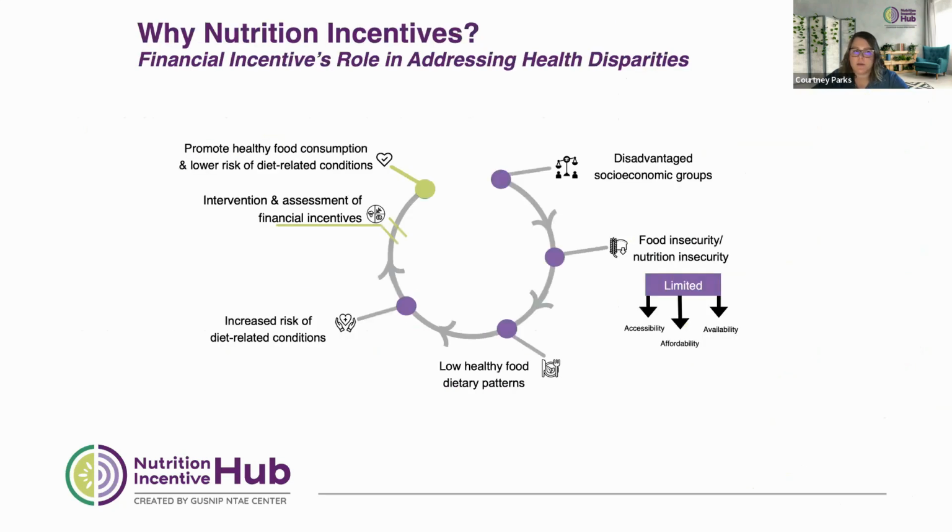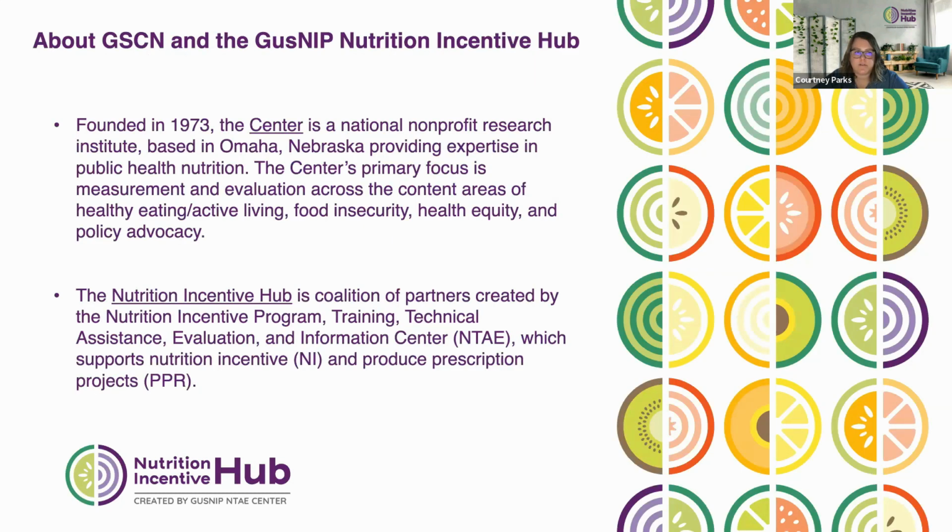And some of the work I'll be highlighting today aligns with our role as the NTAE for GusNIP, which basically means we facilitate and coordinate reporting and evaluation for grantees from USDA that are implementing nutrition incentive and produce prescription projects. And the Nutrition Incentive Hub is a wider coalition of partners that provide implementation TA for these programs. And if you visit nutritionincentivehub.org, you can see more info and lots of resources. Next slide.